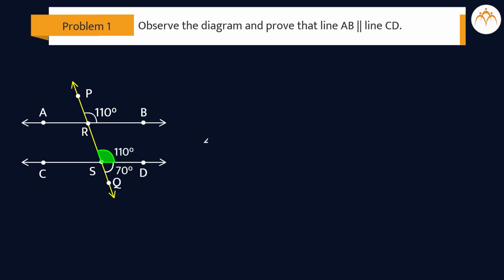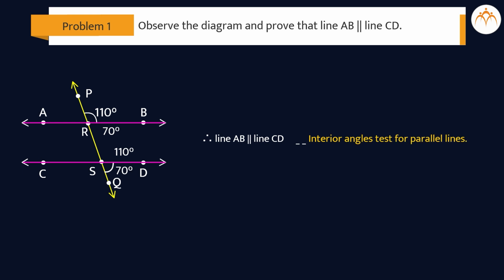Statement 2. Measure angle BRS plus measure angle RSD is equal to 70 degrees plus 110 degrees, from statements 1 and 2. Therefore, measure angle BRS plus measure angle RSD is equal to 180 degrees. Statement 3. Angle BRS and angle RSD are interior angles on the same side of the transversal. Therefore, line AB is parallel to line CD by the interior angles test for parallel lines.